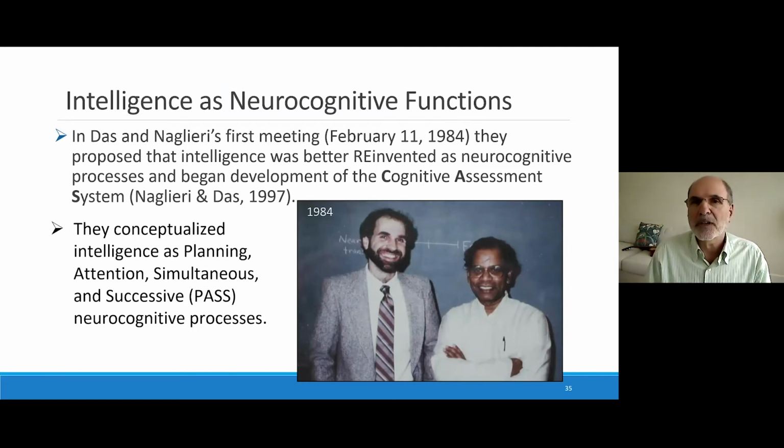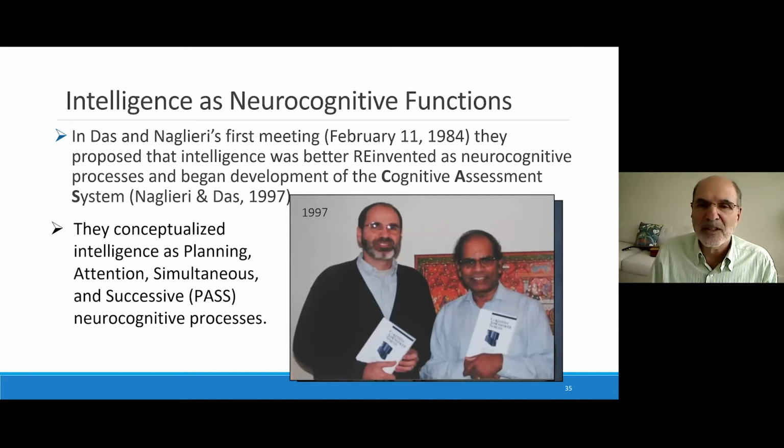Wechsler just borrowed the Army Alpha and Army Beta, and those guys were pulling in anything they could find that they thought might be effective. The CAS is the only test of intelligence that's ever been built explicitly on a theory of intelligence and one based upon the brain. It's infinitely reasonable and logical to start there.